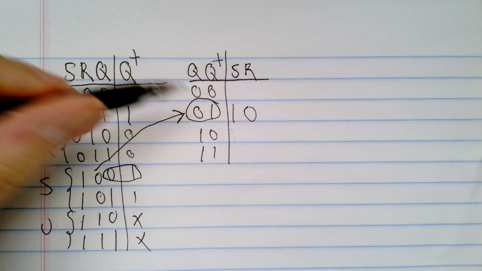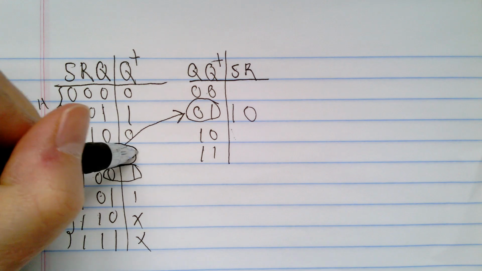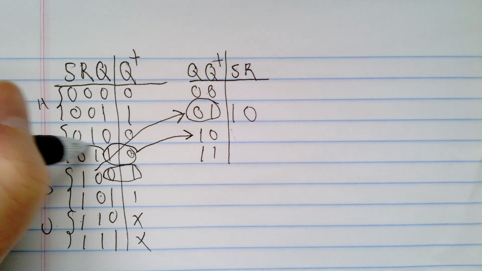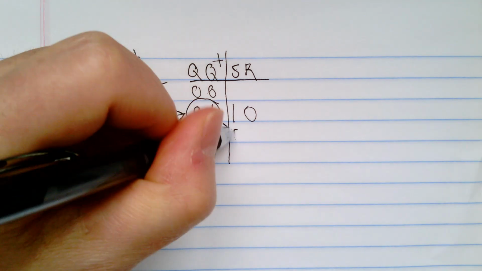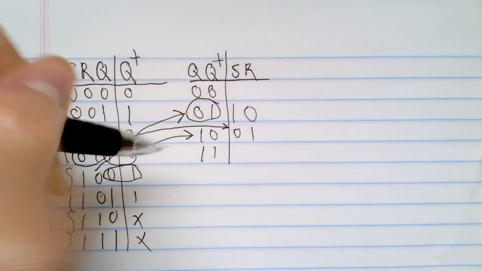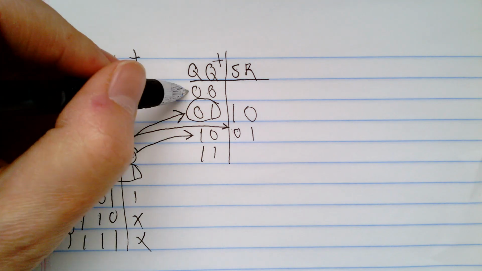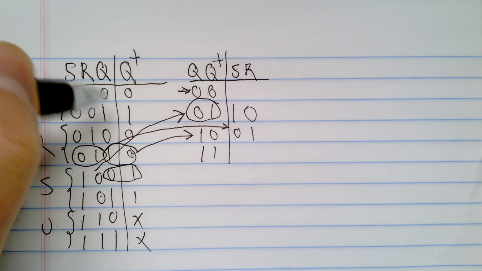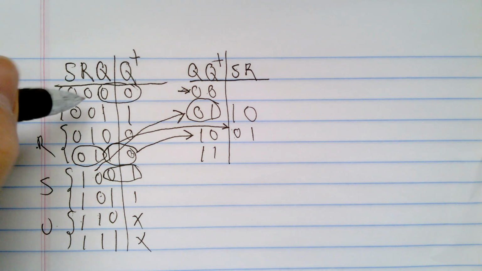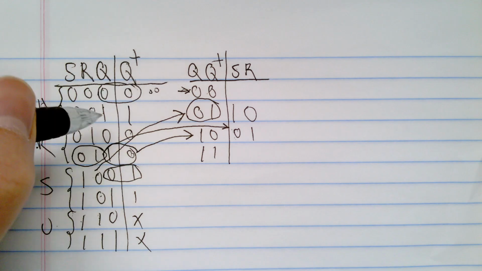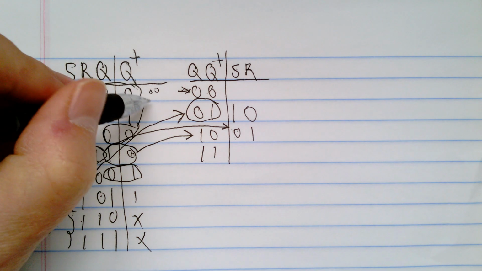Similarly, if you want to go from 1 to 0, then 0, 1 must be used on input. That is to say, you must reset but not set. If what you're looking for is something like going from 0 to 0, you can do it in one of two ways. You can do 0, 0, or you can do 0, 1.